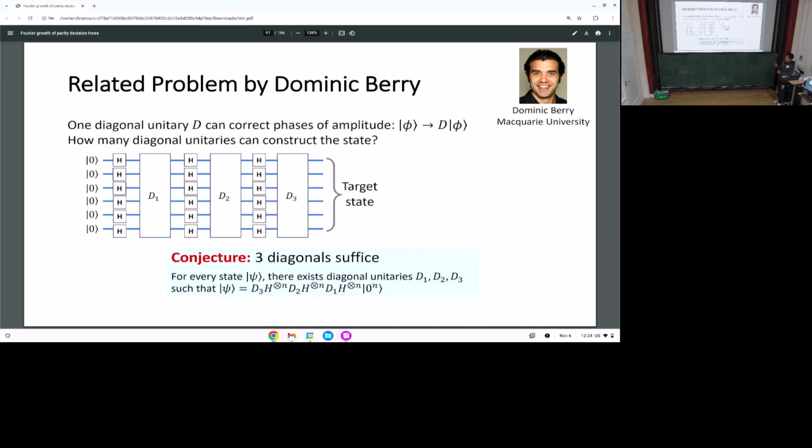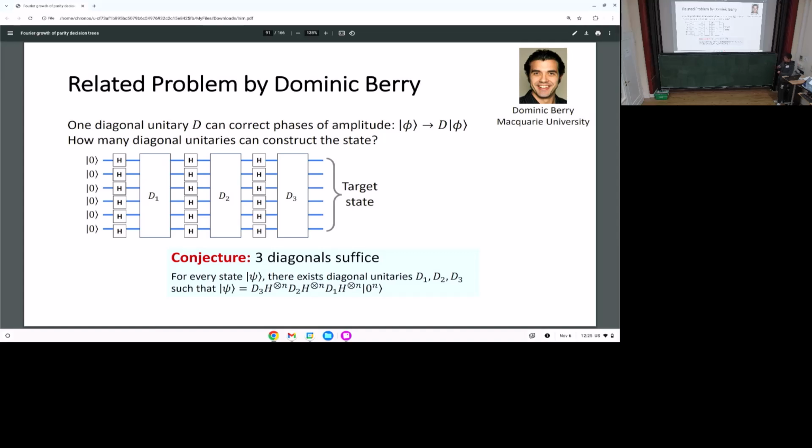So all the choice comes from how to cleverly pick D1, D2, D3. If you are given a state psi, there exist diagonal unitaries D1, D2, D3 such that the above circuit will construct your target psi. This is his conjecture, and he even implemented some heuristic algorithms to verify it up to, I think, 26 qubits. But that's numerical.